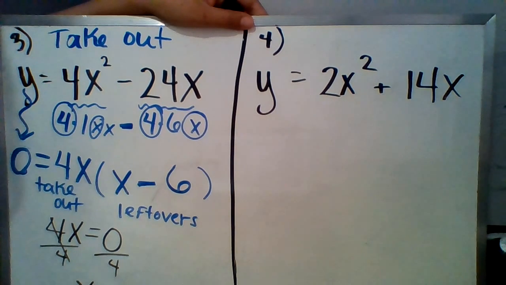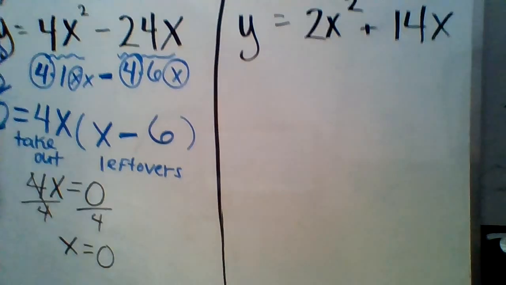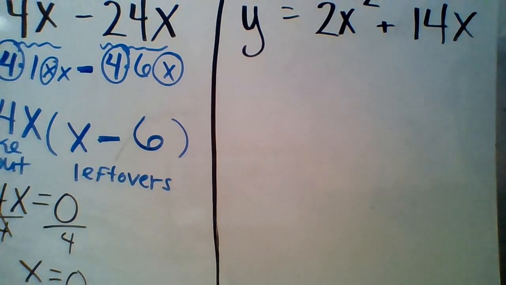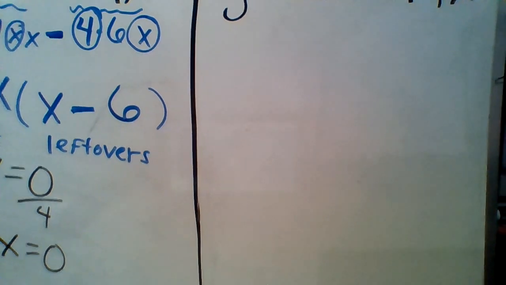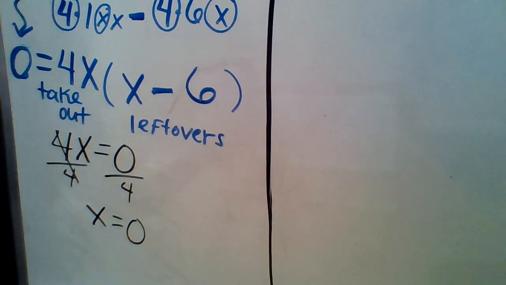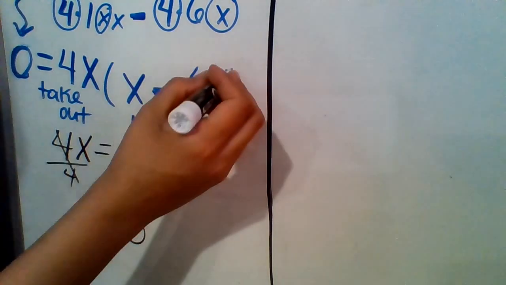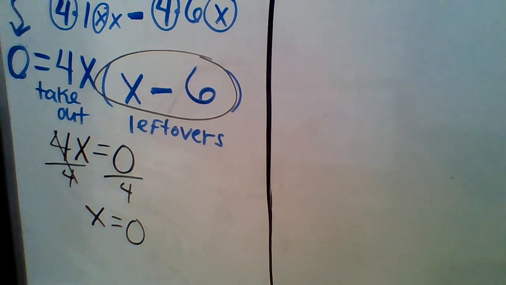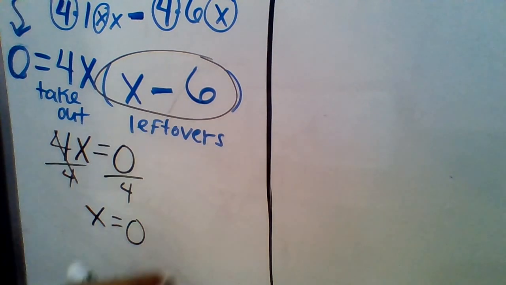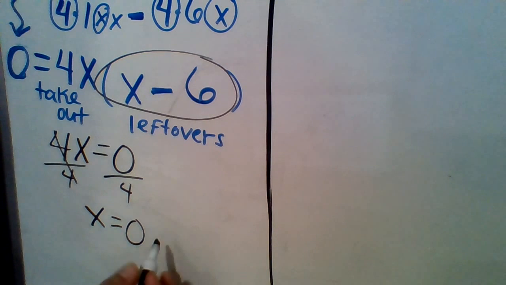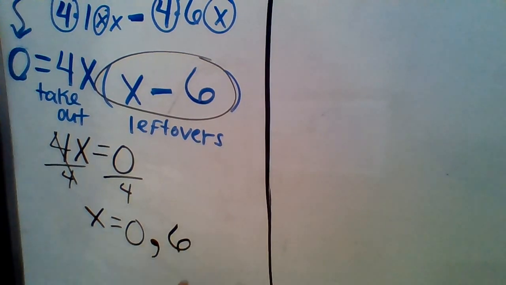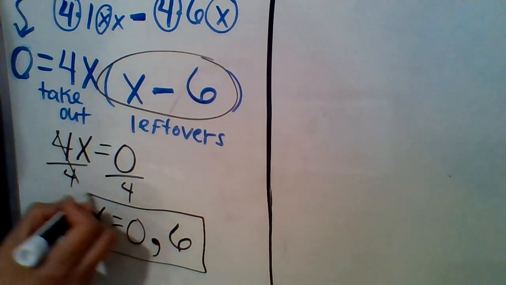Okay, let's put this up so you can see it better. And then we also have the other piece that we need to solve. We have this x minus 6 piece, and you can just do that in your head. x is going to equal positive 6. You just switch the sign like we were doing earlier. So x equals 0, comma, and it equals positive 6. x equals both of these things.